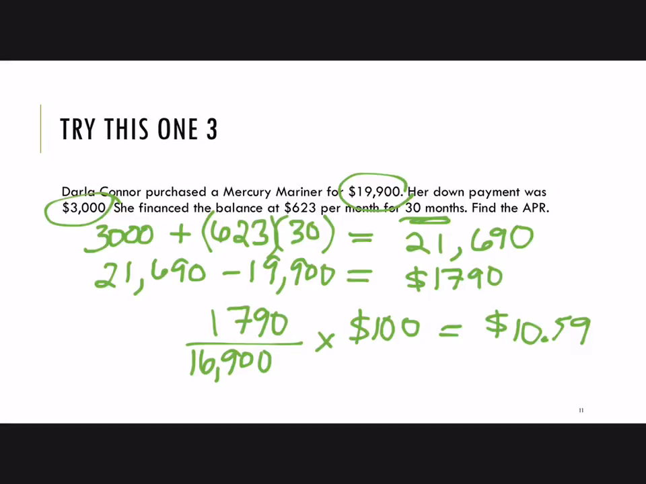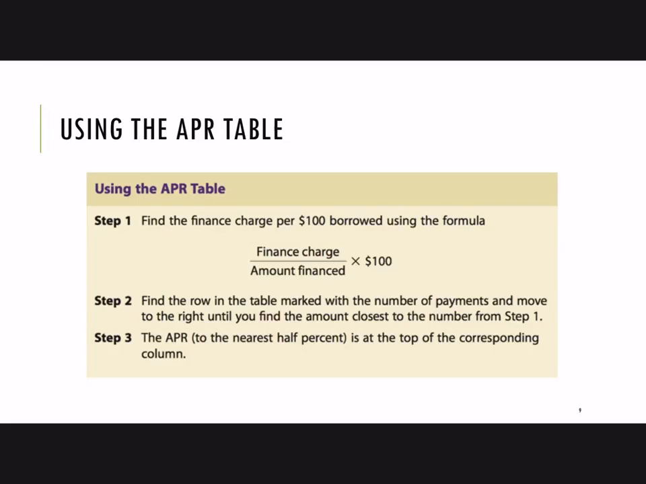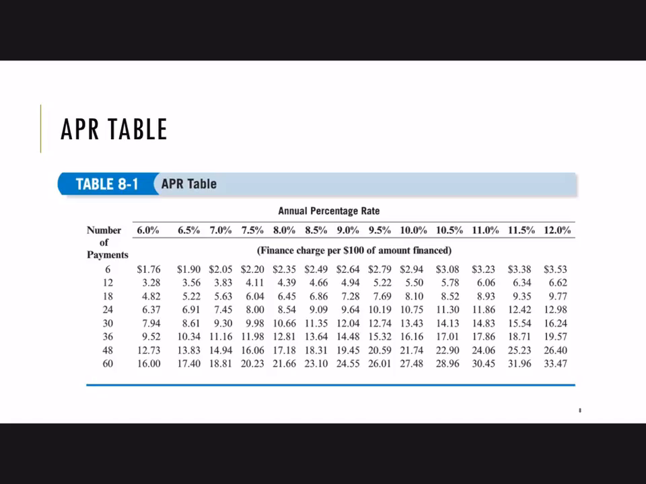So now we'll take that number back to the chart, and we need to know the number of payments, and that's 30 monthly payments. So here's 30, and then we follow this across until we find the number that's closest to 1059. We would be in the middle here, in between 998 and 1066.